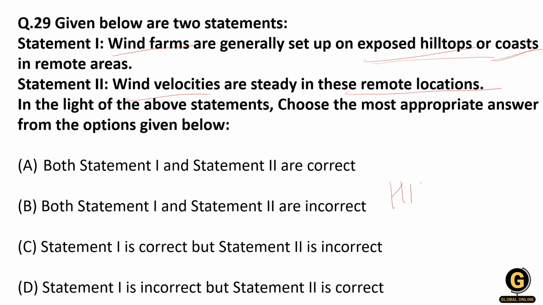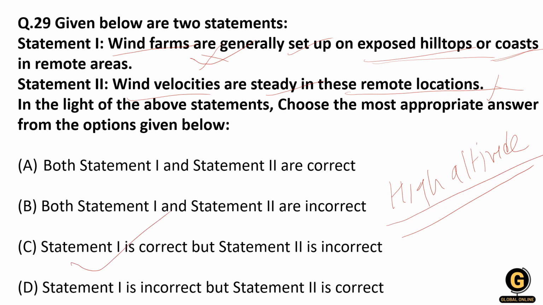The second statement says wind velocities are not steady at remote locations. You have to remember, wind velocities are steady at high altitude. So this is wrong and the first is correct. Wind farms are set at exposed hilltops and coasts for the area and the wind velocity. Wind velocity is generally constant at these places, but the most steady velocities are for high altitude winds. So the correct option is: statement 1 is correct and statement 2 is incorrect. So option C.